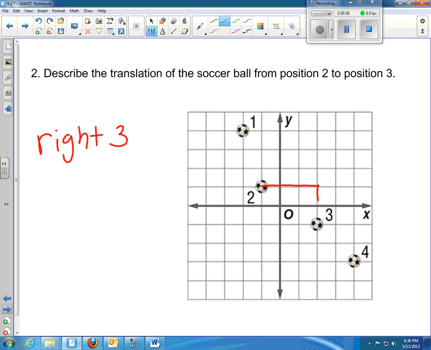And then we are going to go down 2. So this is one way we could describe the translation. Remember, we're going to start describing it by left and right first, because we could also describe our translation using those brackets. We can go right 3, so plus 3, and down 2 would be negative 2. So those are two different ways to describe the moving of the translation of the position from 2 to 3.